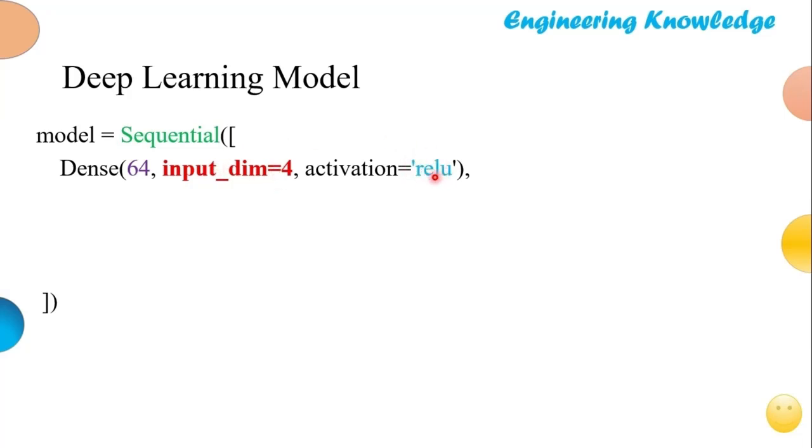Firstly, I will use ReLU. I will use all the activations to be ReLU in each layer. The input to the first layer is 4, and the output is 64. So we'll go one by one.